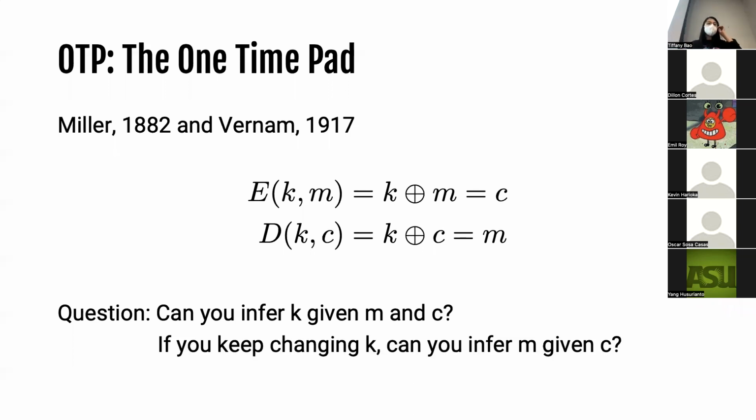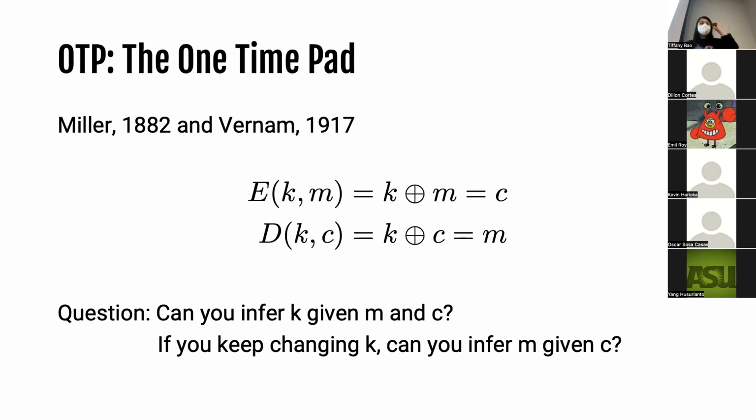But then the question is, if you just keep changing the key, so that every time you decrypt something you're going to use a new key, a new K, can you still infer M given a C? Yes or no? Or the answer is just no.